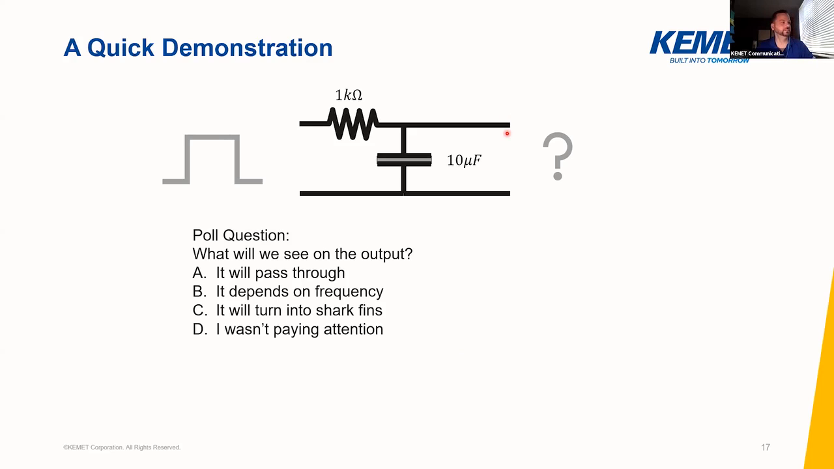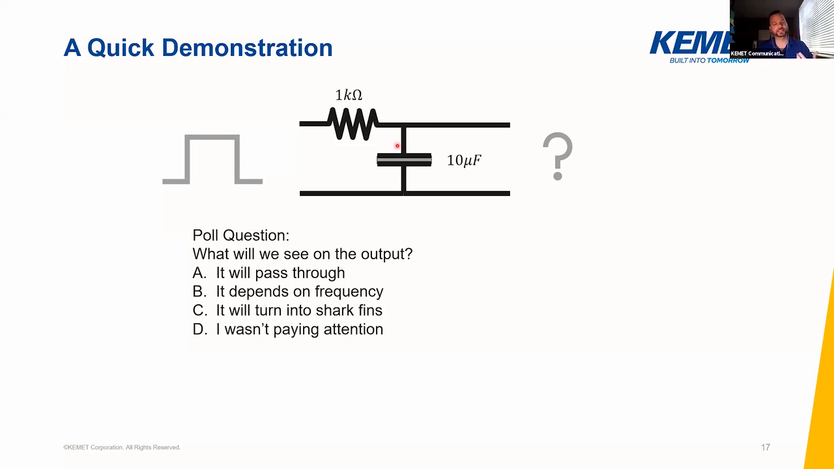All right. I think that's enough time there. So I'll share some of the results. So as usual, there's a little bit of trickery here. So those of you who answered that it depends on frequency, yes, that is true. It very much does depend on frequency.